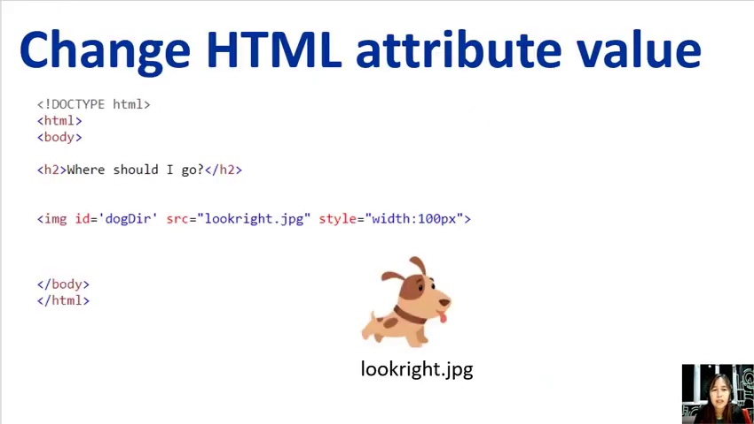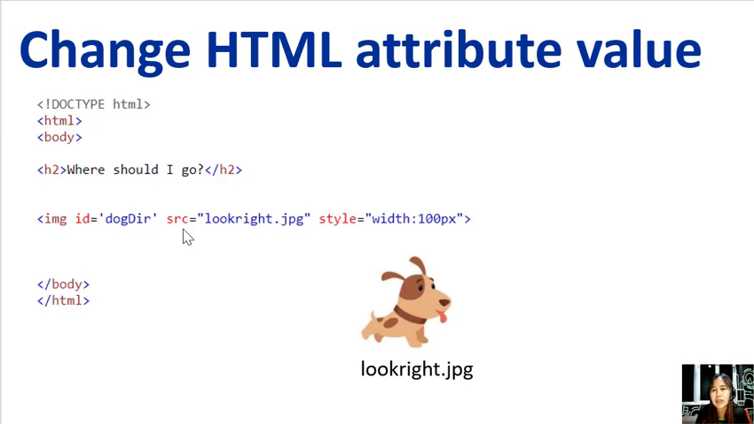Now let's move on. For this part of this video, we're going to learn how JavaScript changes the HTML value or attribute value of your code. As you can see here, you have a heading which will display "where should I go?" And initially, I'm going to show you how I'm going to display an image with a file name of lookright.jpg. Try to ignore ID first. So let's look at image source.